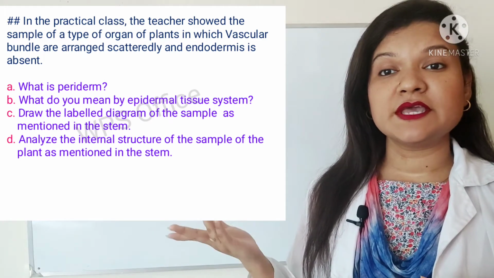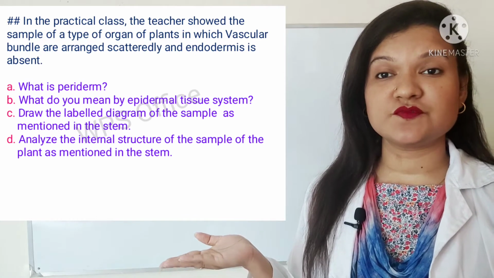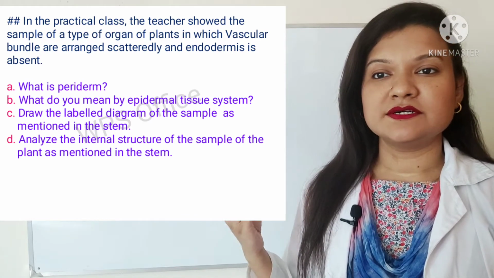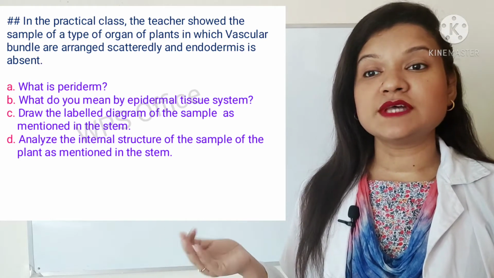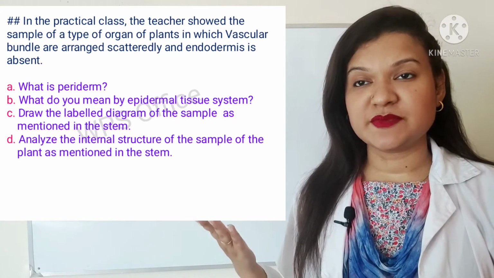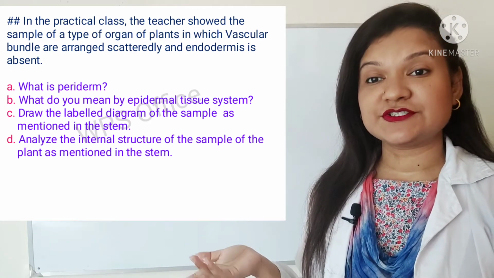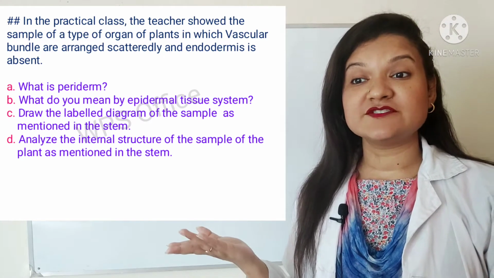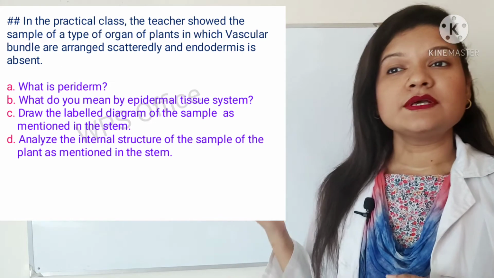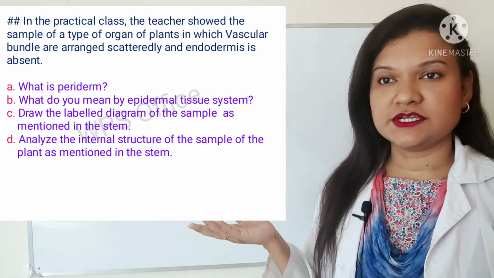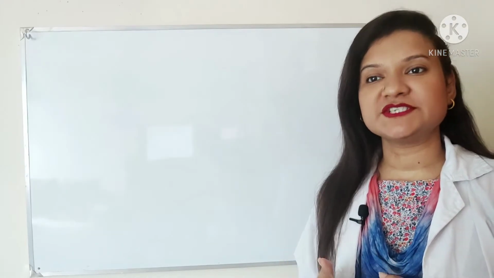What do you mean by epidermal tissue system? That is our comprehensive based type of question, and it has 2 marks. And number C, draw the level diagram of the sample as mentioned in the stem. And number D, analyze the internal structure of the sample of the plant as mentioned in the stem. So here is our stem and our question. Now I will describe the answers to all these questions.